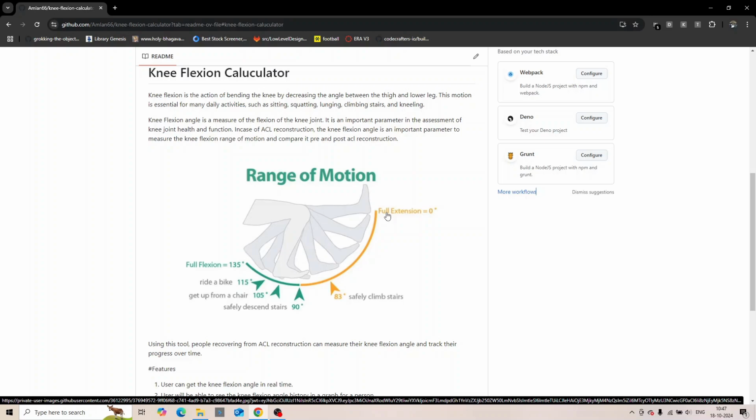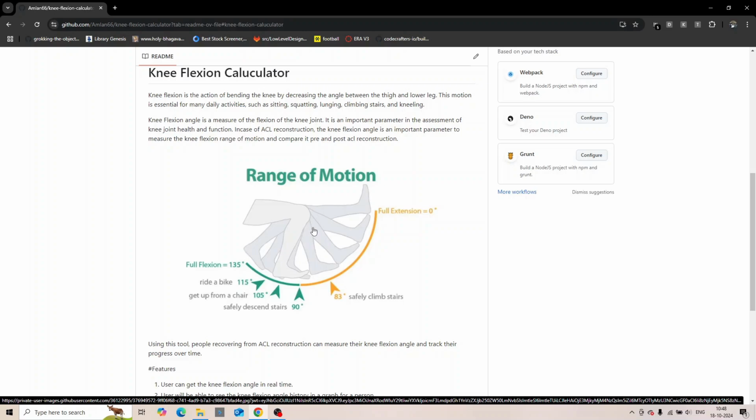For taking up stairs and descent, we roughly need 90 degrees. To ride a bike, around 115 degrees, and so on. So this knee flexion angle is an important factor in the assessment of knee joint health and function. For people who have undergone ACL reconstruction surgery or total knee replacement surgeries, this angle is an important parameter to measure the knee flexion range of motion and compare it with pre and post surgery.